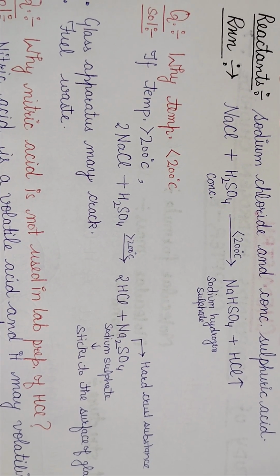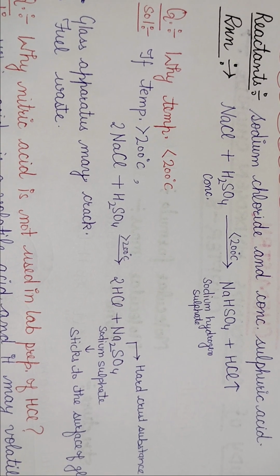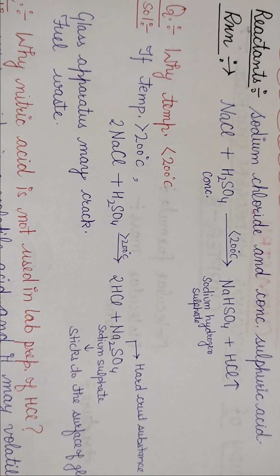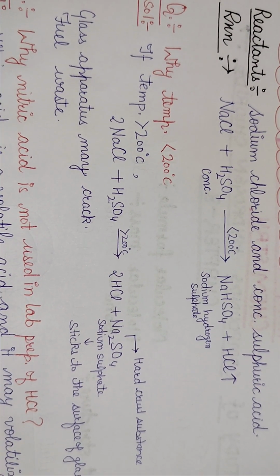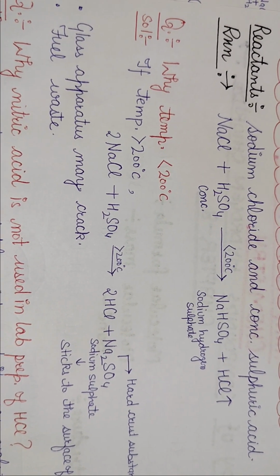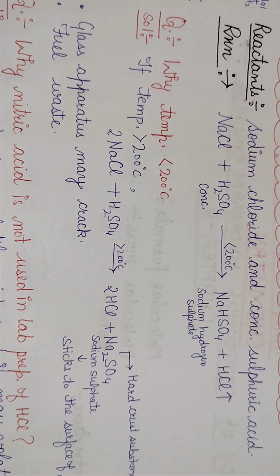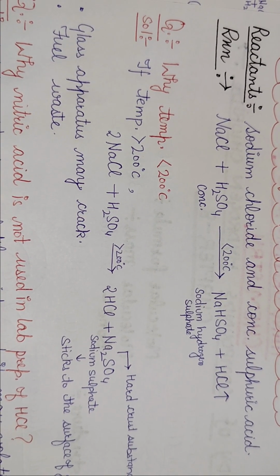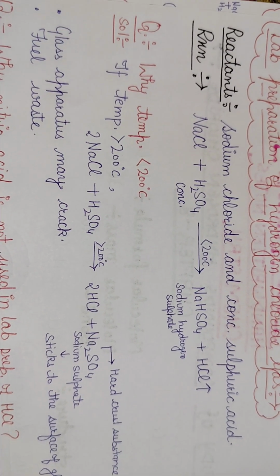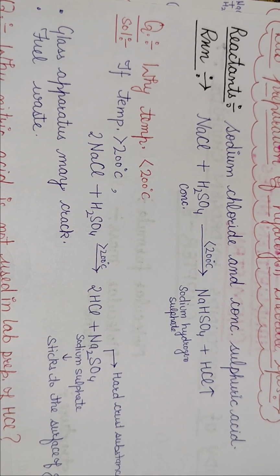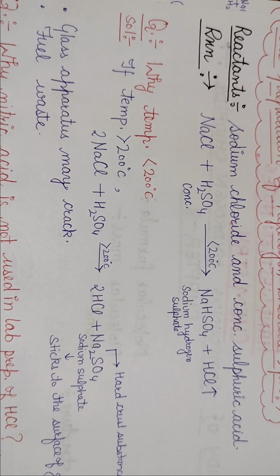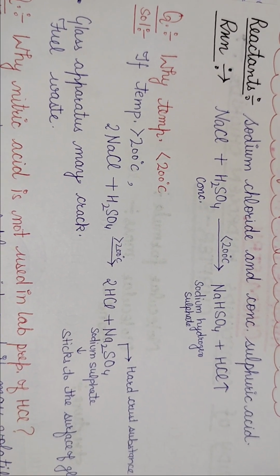If the temperature is more than 200 degrees Celsius, then the reaction will change and sodium sulfate is formed instead of sodium hydrogen sulfate, which is a hard crust substance and sticks to the surface of the glass. The second reason is that the glass apparatus may crack because of the increase in temperature. And if we can do this reaction at 200 degrees Celsius or less, then why would we waste our fuel? So these are three important reasons.